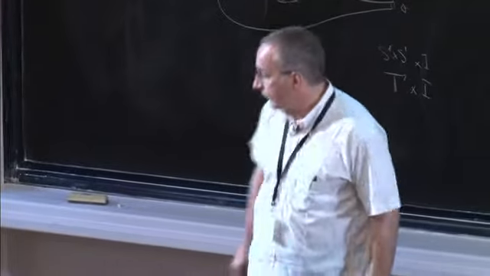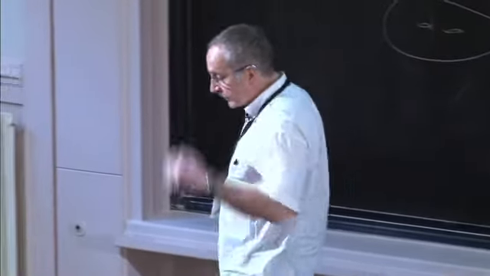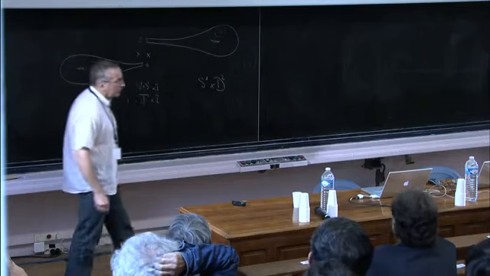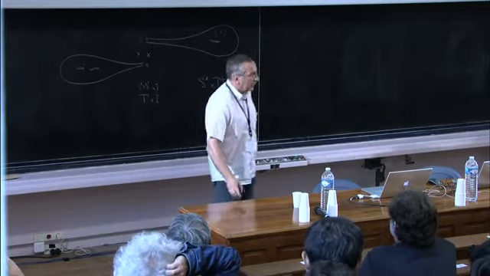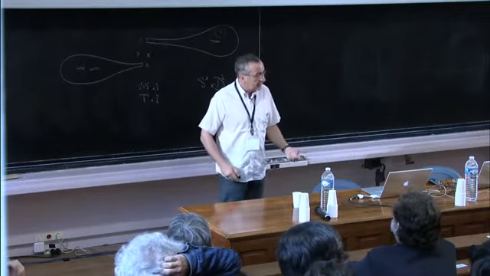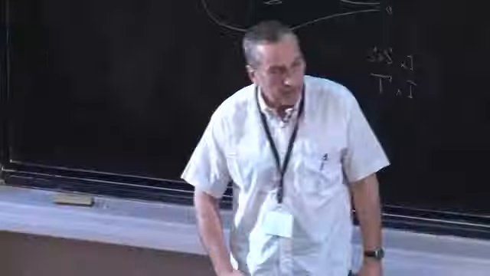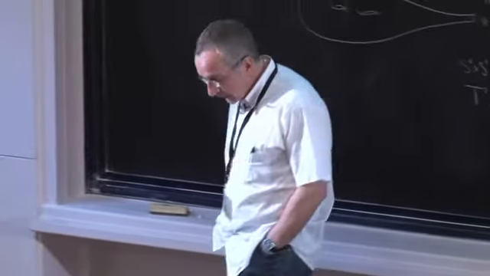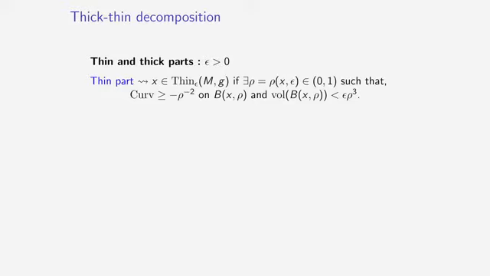Another point which was mentioned in Bruce's lecture this morning is the notion of thick and thin part. So this is everywhere thin. Let me recall the definition. You fix some epsilon, it was called W this morning. And the thin part is the set of points where there is a radius rho such that on the ball of radius rho, the curvature is bounded below by -1 over rho squared, and the volume is small compared to rho cubed.